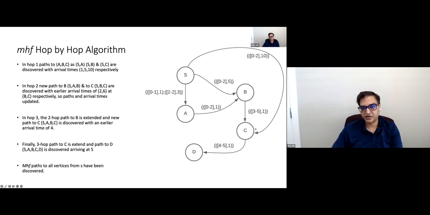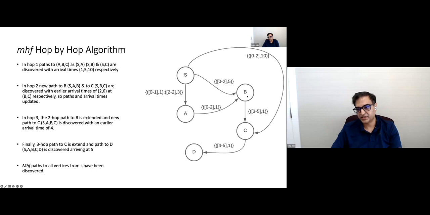And then in the next hop, we try to extend all the one hop paths discovered. So in the second hop, we say that the one hop path was A, trying to extend A. I can extend it because I reach A at time 1. There is an outgoing interval available at time 1. So I reach B at time 2. Now I see what was the earlier path to B, which was a one hop path that reached B. So this one reaches earlier, so I update the paths to B. And now I have a two hop path to B. Similarly, the other one hop path I had was from S to B. I try to extend that, and I see I can extend it to C.